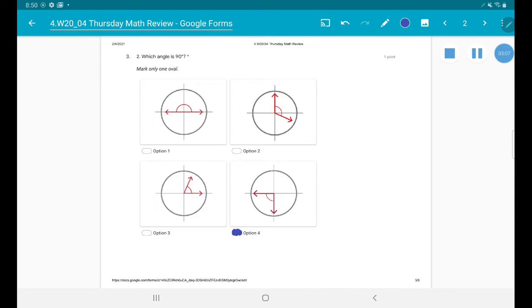What does acute mean? What does it mean, Owen? Smaller than 90 degrees. It's smaller than a right angle. Remember we said babies and puppies are cute. They're cute, exactly, because they're little. Babies are little. Acute angle is little. What kind of angle is option 1 and option 2, Olivia? Obtuse. And that means what, Jacob? It's small. Oh wait, no, it's big. Bigger than 90 degrees.